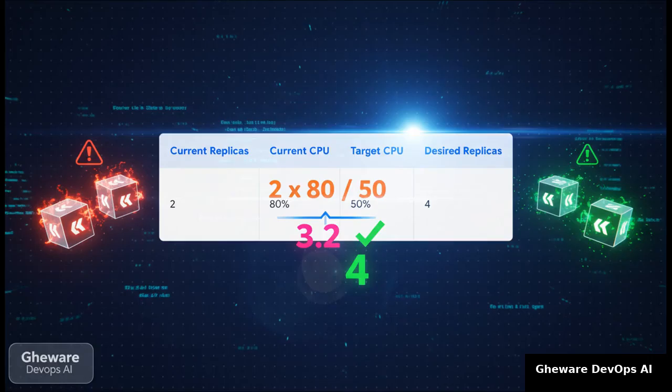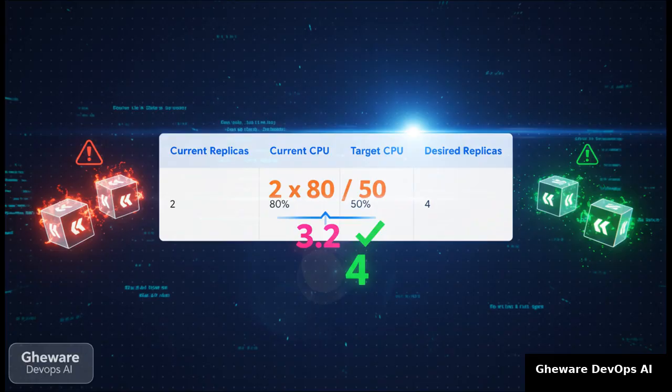Imagine you have 2 replicas, but man, they are struggling at 80% CPU. Your target, your happy place, is 50%. So the HPA just plugs in the numbers. 2 times 80 divided by 50. That gives you 3.2. It rounds up, and bam, it instantly scales your app to 4 replicas.